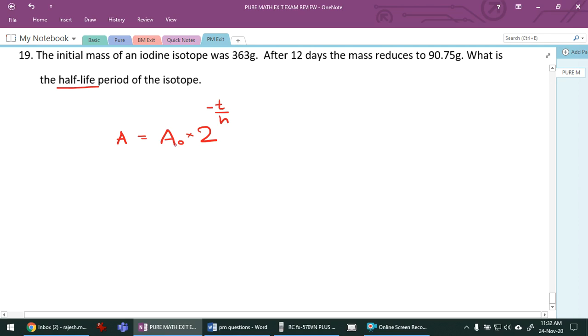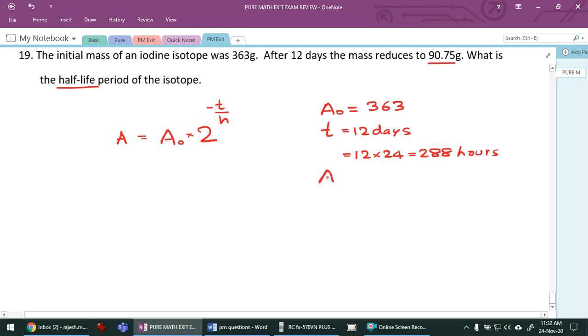Now what is this A0, T and H? A0 is called the initial mass. What is the initial mass? 363. After 12 days, means 12 days is the time. T equal to 12 days. We need the time in hours. So 12 into 24 equal to 288 hours. Okay. Now the mass reduces to, the final mass is 90.75.